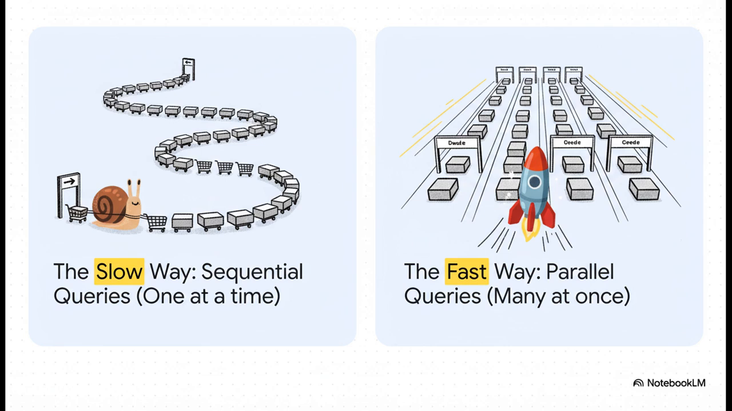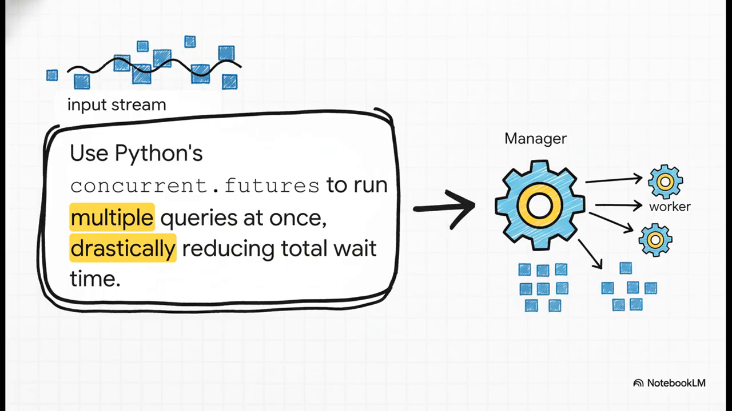Sequential queries? It's like having one single checkout line at a packed grocery store. It's just painful. The smart way, the fast way, you open up more lanes. Parallel queries let you handle a bunch of requests all at once, and it just slashes those wait times. And this is literally how you do it in the code.